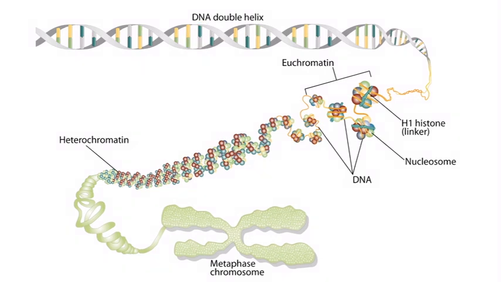The negatively charged DNA is tightly wrapped around the positively charged histones, which you can see right here. When DNA is wrapped around a cluster of 8 histones, this is called a nucleosome. You can see that right here. Histone 1, or H1, is the histone responsible for linking nucleosomes together. Notice that this particular histone is unique because it's located outside of the histone core. You can see that right here.